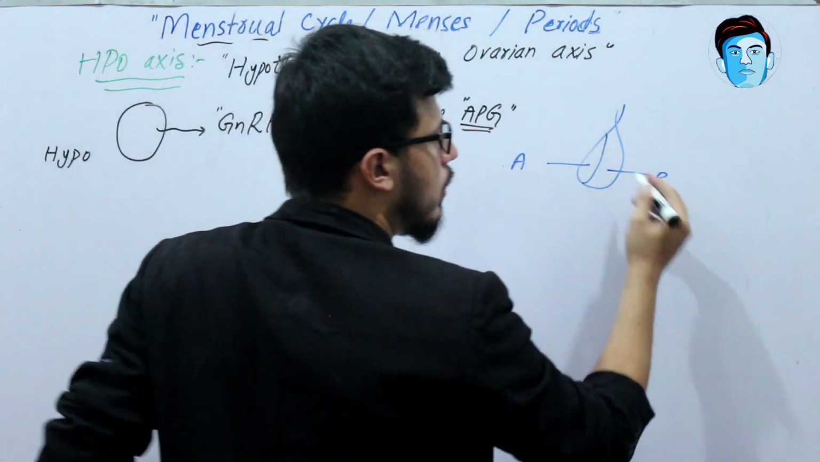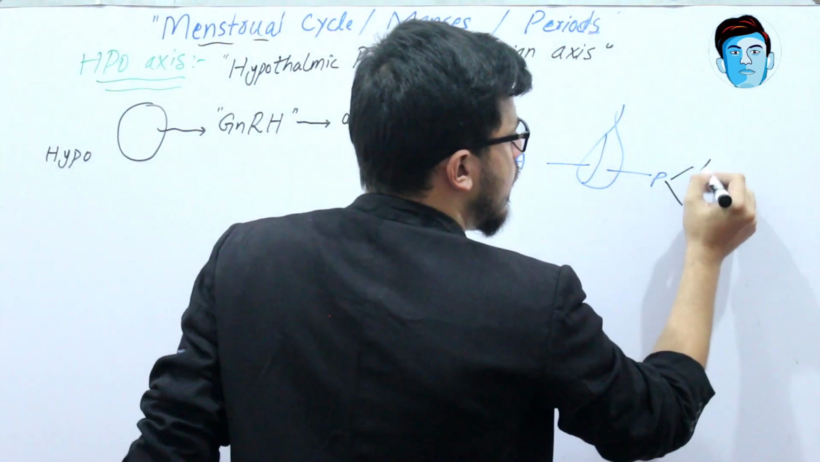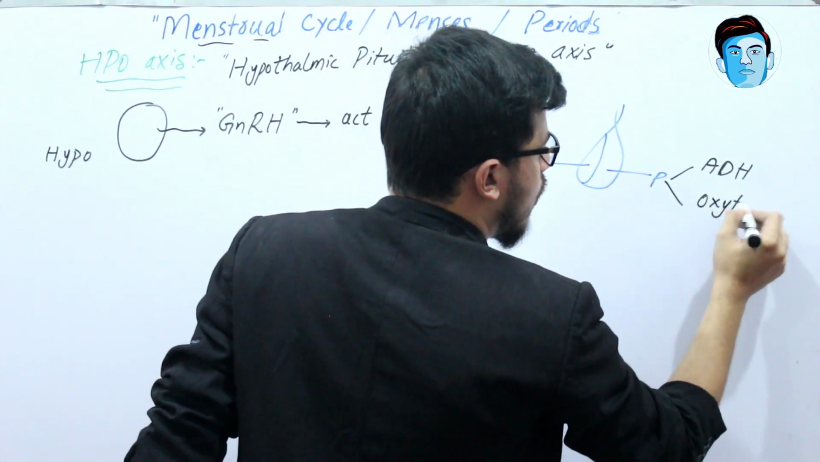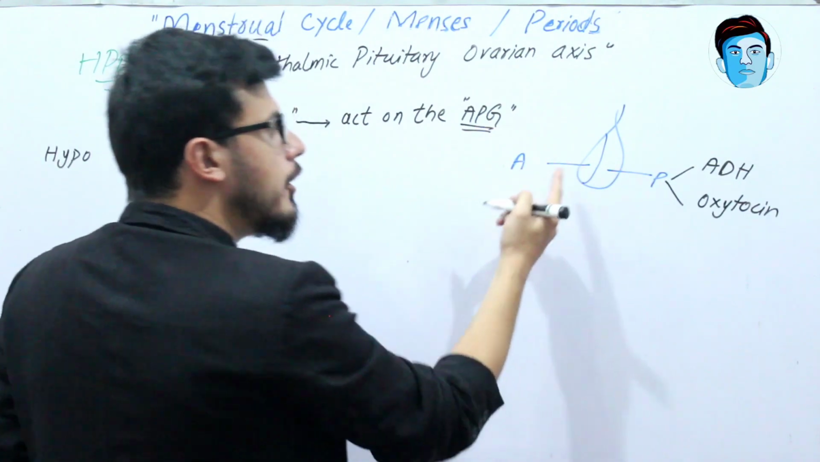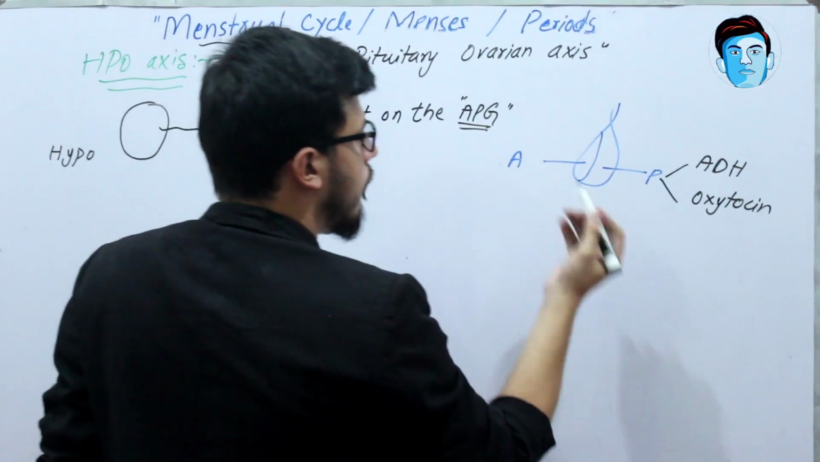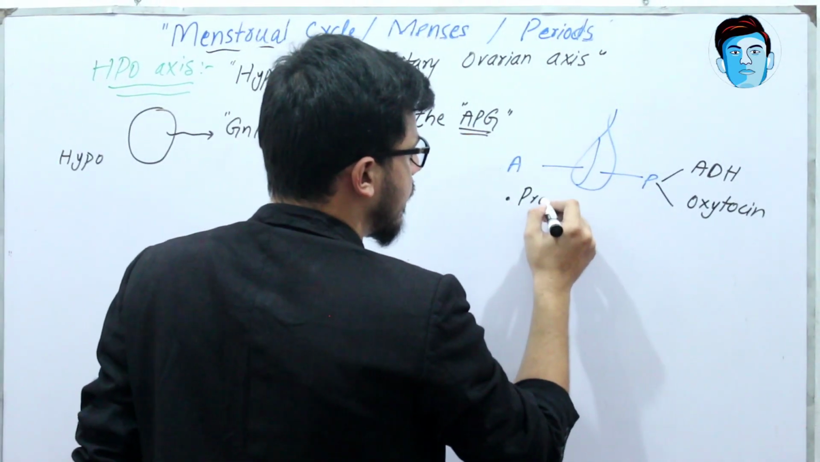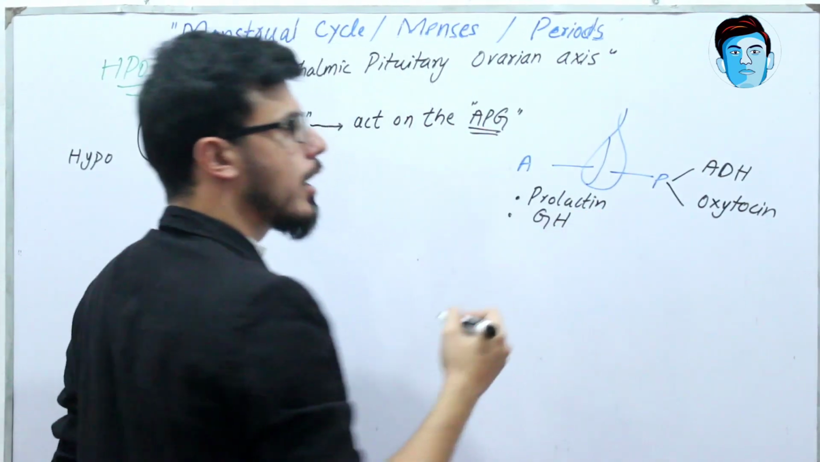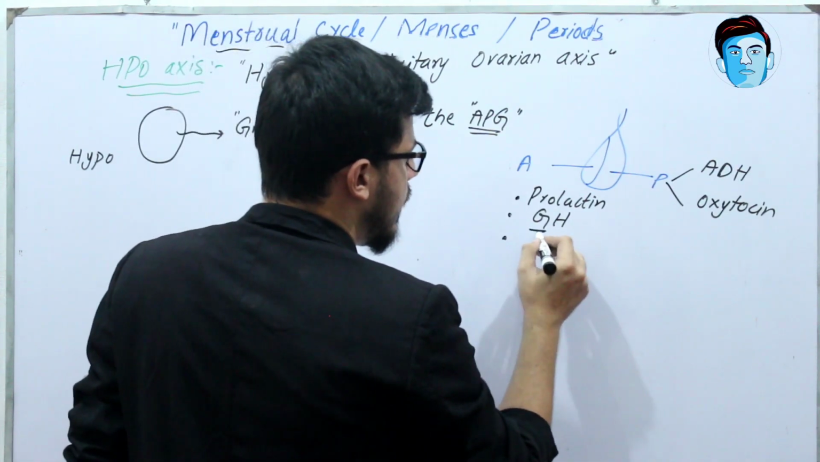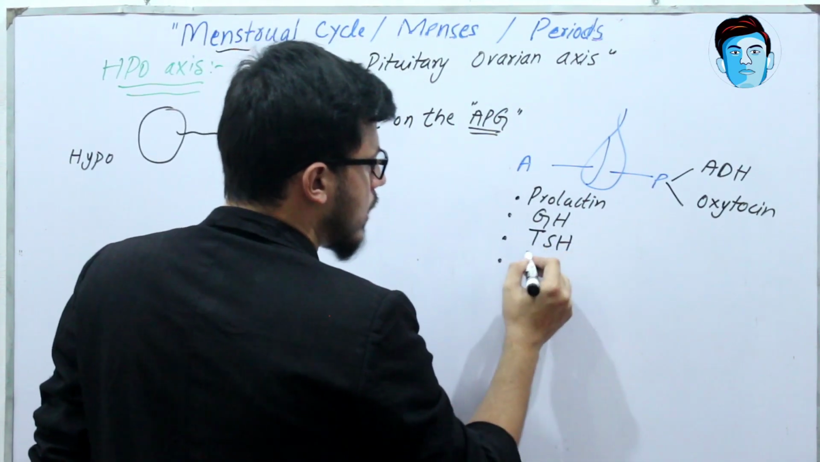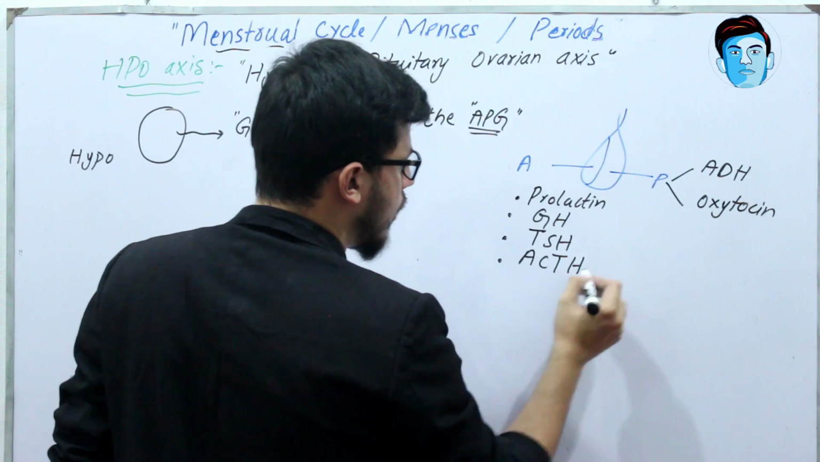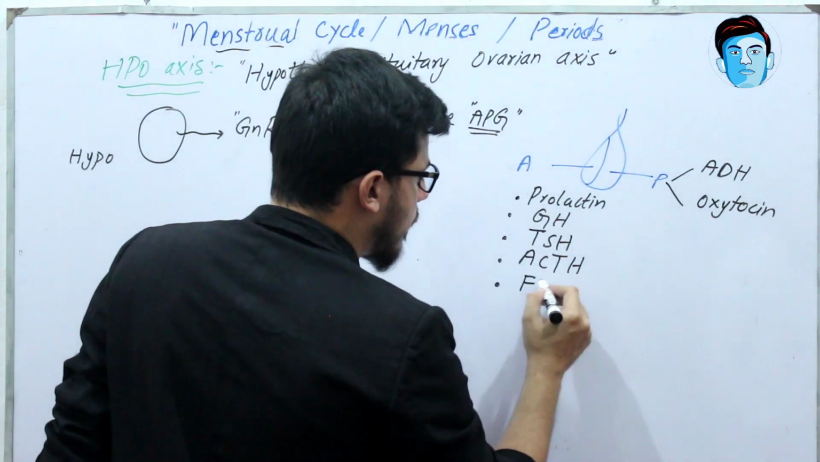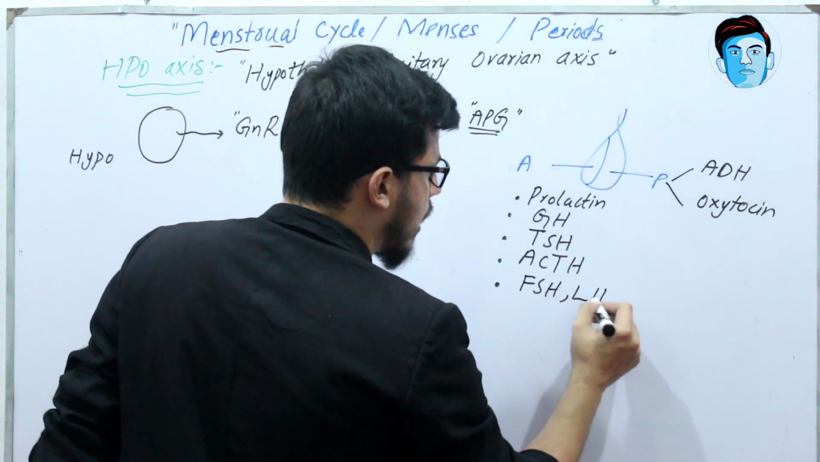From the posterior lobe of the pituitary gland, it releases ADH, which is also called vasopressin, and it also releases oxytocin. While from the anterior lobe, it releases various hormones: prolactin, growth hormone, which is also called somatotropic hormone, thyroid stimulating hormone, adrenocorticotropic hormone, and follicle stimulating hormone and luteinizing hormone.